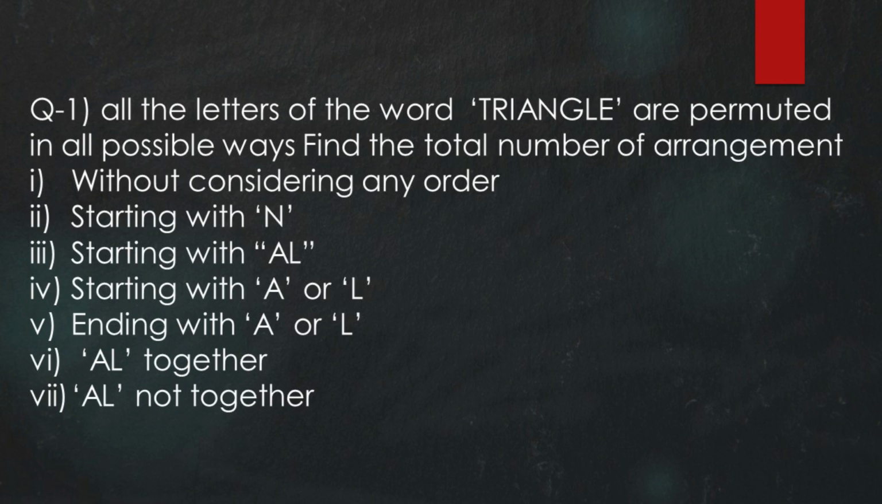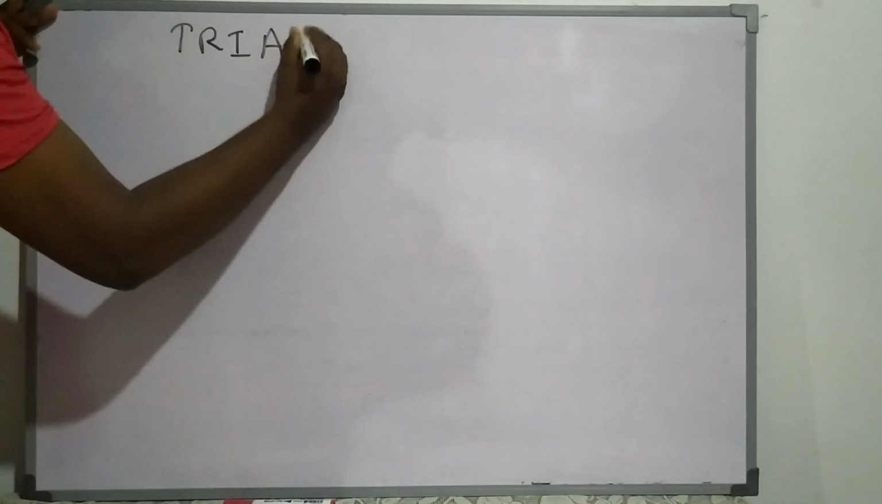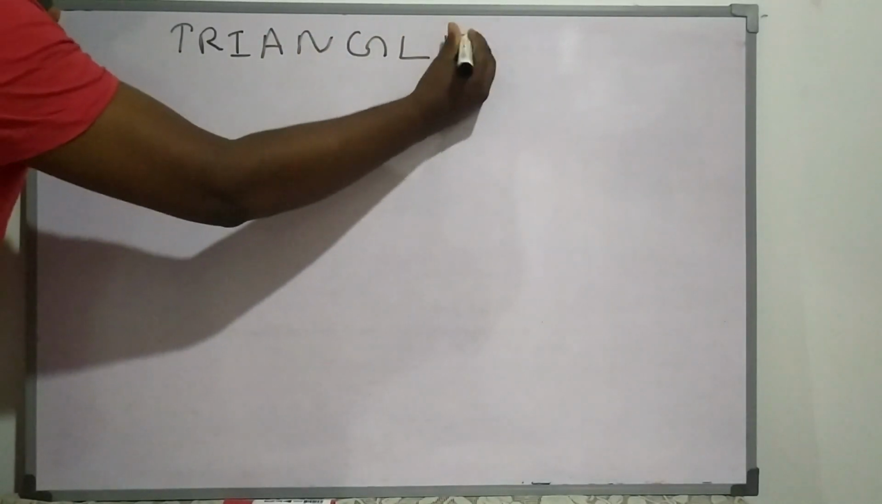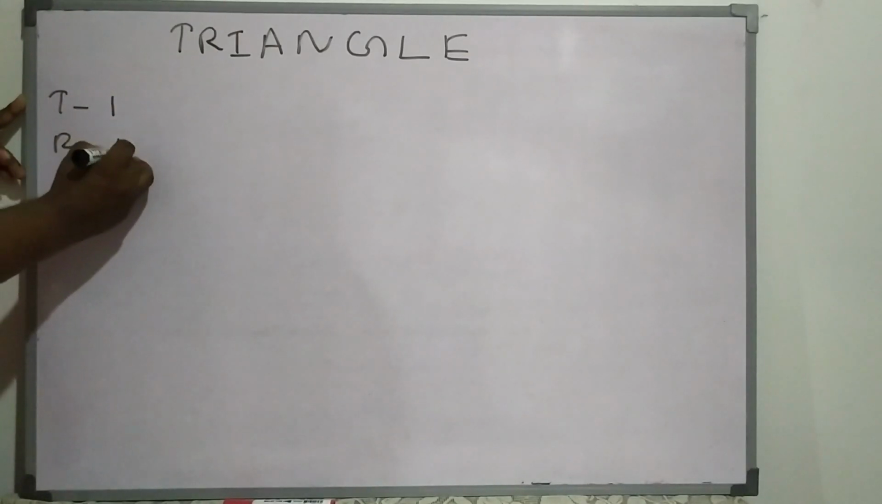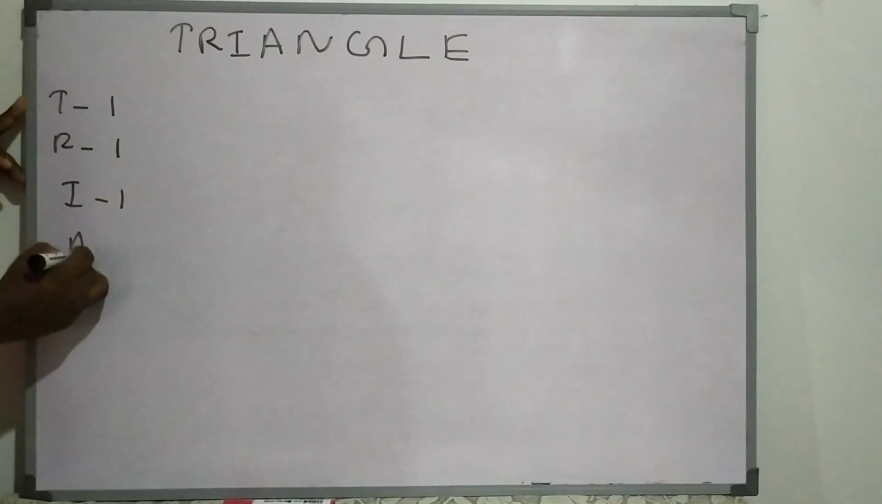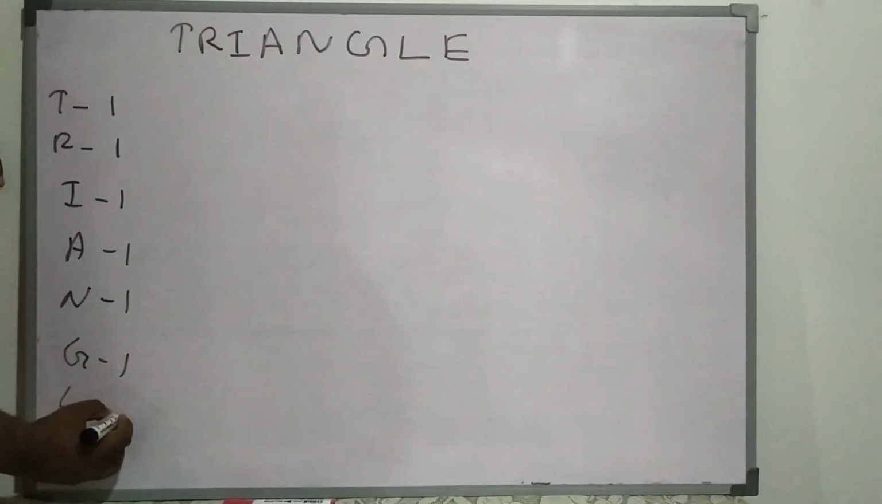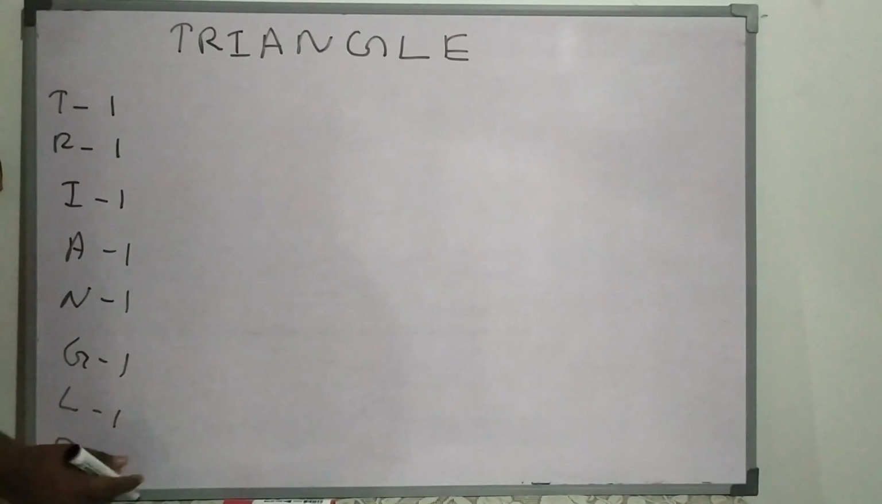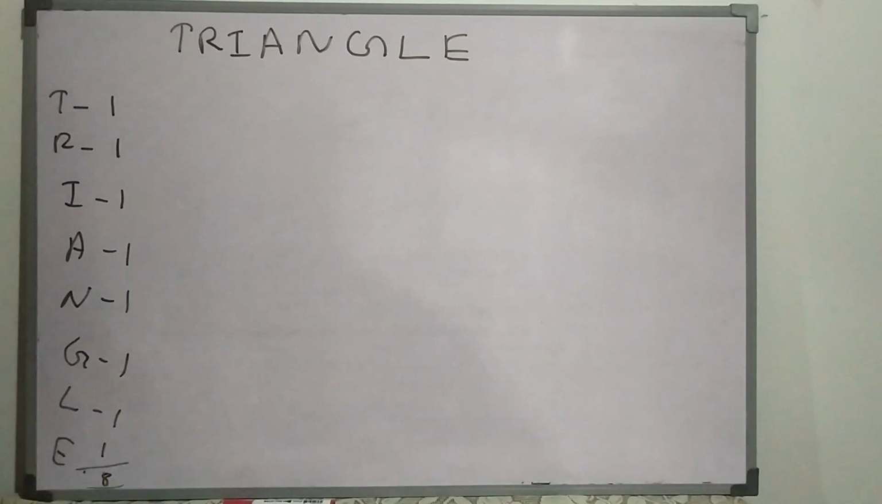Okay, so first you have to write the word TRIANGLE. The word TRIANGLE has 8 letters. T is 1 time, R is 1 time, I 1 time, A 1 time, N 1, G 1, L 1, E 1, and all together it's 8.